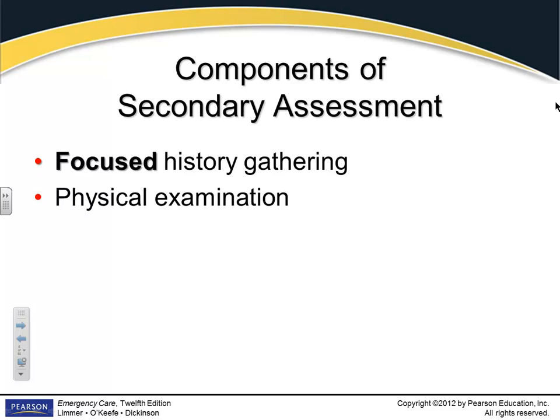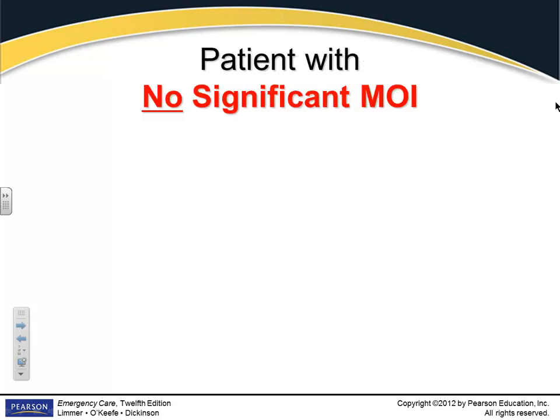Usually when we do a focused history, we're looking at a patient with one specific complaint. This is not your multi-system trauma. This is like, my chest hurts, and we're going to focus on the chest. Or I twisted my ankle, and we're going to focus on the ankle. That's what a focused history is going to be. And we may do a focused exam also. But usually we're focusing on whatever the patient says is their chief complaint.